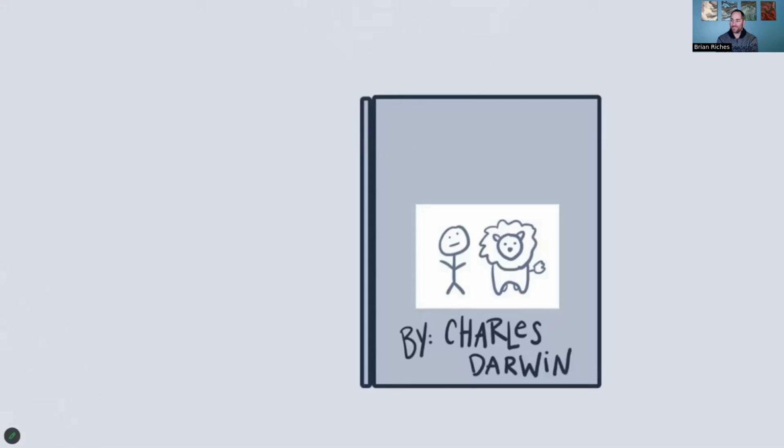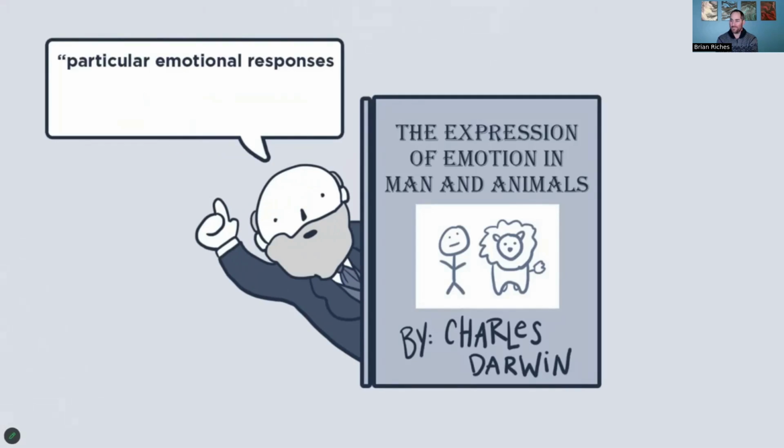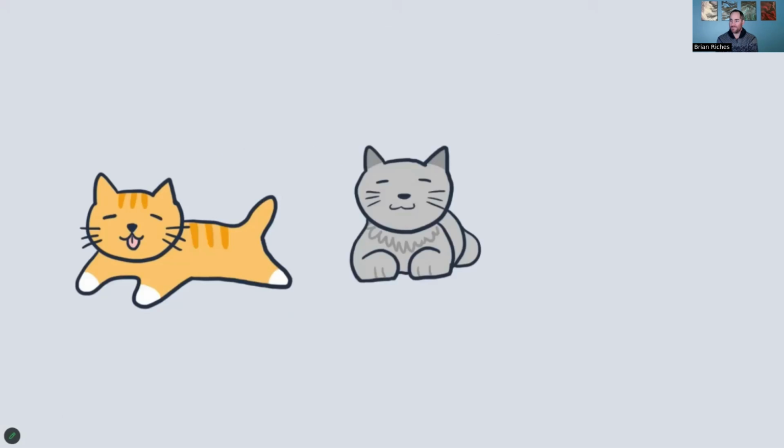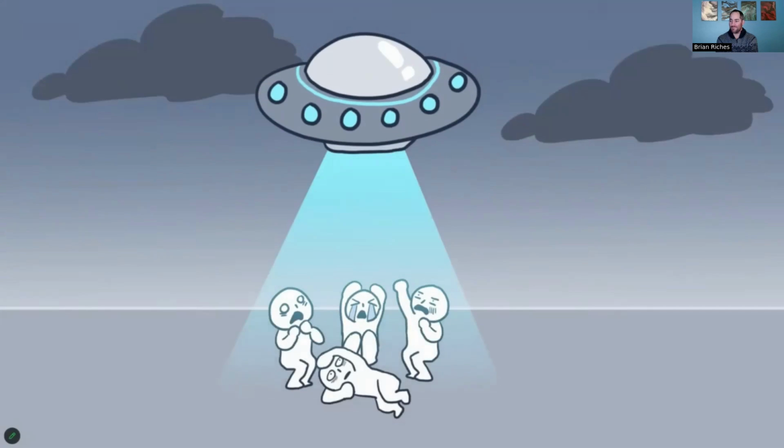Charles Darwin studied this third component of emotions in his 1872 book, The Expression of Emotions in Man and Animals, in which he argued that particular emotional responses tend to accompany the same emotional states in all members of a species. So, according to Darwin's argument, all of the members of a species will display the same behavior when they feel a particular emotion. All cats will display the same behavior when they are happy. And all humans will have the same facial expression and behavior when scared. With this evidence, Darwin suggested that the expression of emotion is genetically determined. This behavior has evolved and has been passed down through generations in our genes.